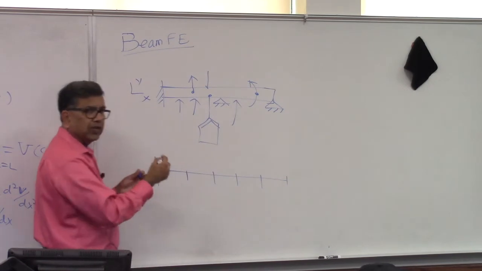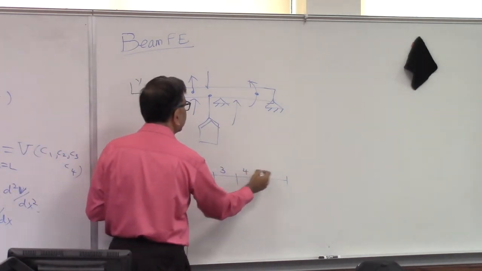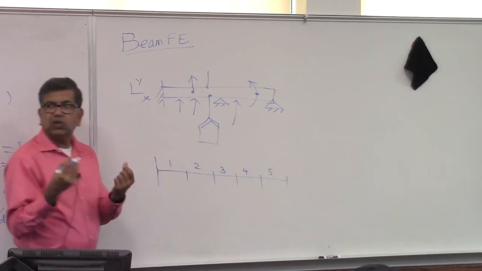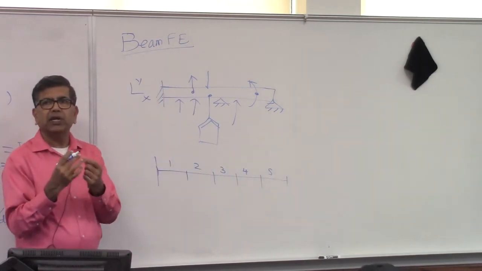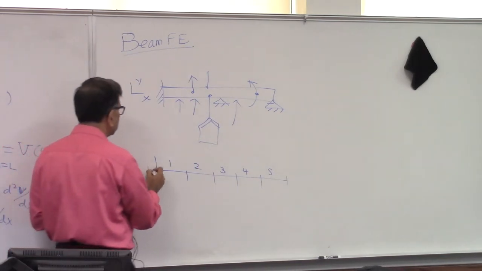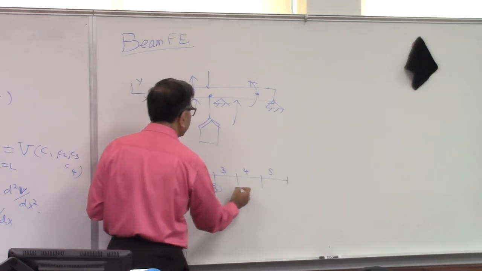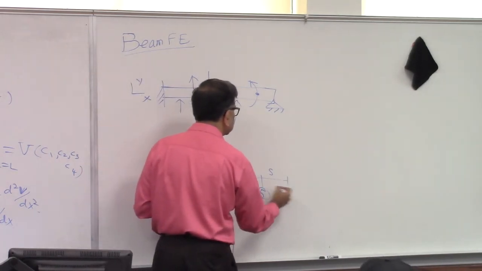Okay, and when you divide into a number of elements, so this is element 1, 2, 3, 4, 5. The elements always are connected at nodes. That's the finite element. Elements talk to each other only at the nodes. So this is node 1, node 2, node 3, node 4, node 5, node 6.